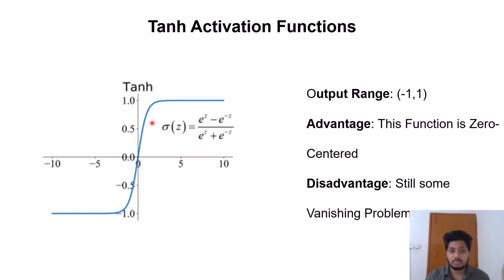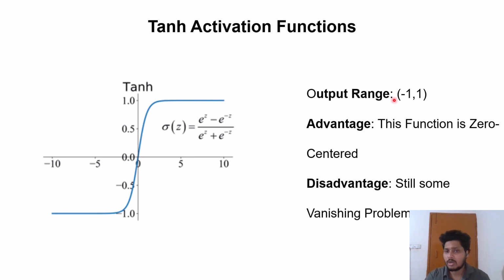Instead of squeezing the output between 0 and 1, tanh squeezes the value between -1 and +1. The mathematical formula is tanh of x equals e to the power x minus e to the power minus x, divided by e to the power x plus e to the power minus x. When we plot tanh, we can see there is a curve that is centered at 0. It smoothly transitions from -1 to +1.